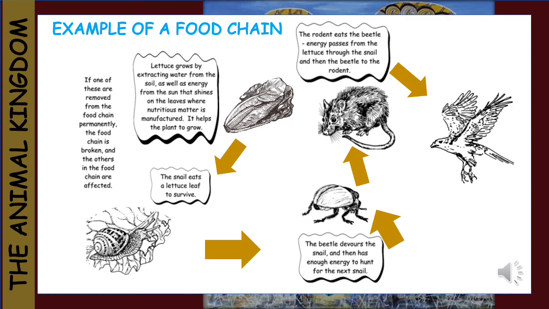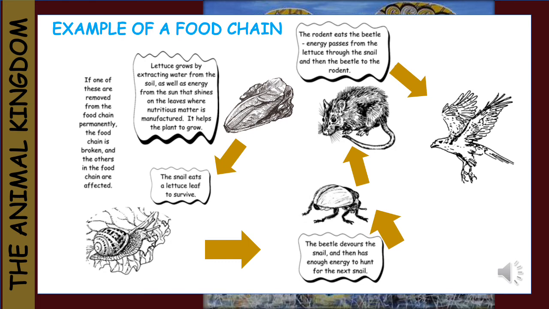Here is an example of a food chain. Remember, if one of these are removed from the food chain permanently, the food chain is broken and the others in the food chain are affected. We start off with lettuce. Lettuce grows by extracting water from the soil, as well as energy from the sun that shines on the leaves where nutritious matter is manufactured. It helps the plant to grow.